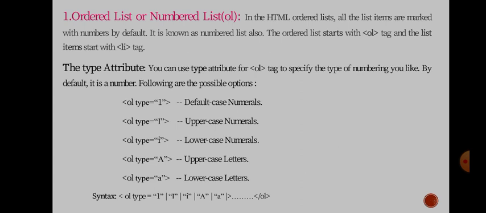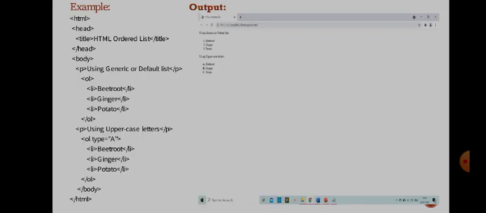And the next one, OL type is equal to A. The list items are presented in uppercase capital letters. And the last one, OL type is equal to small a. It will present the list items in lowercase letters. Coming to the syntax, OL means ordered list and type is equal to 1 or capital I or small i or capital A or small a. We will choose any one option only. And close the OL tag.